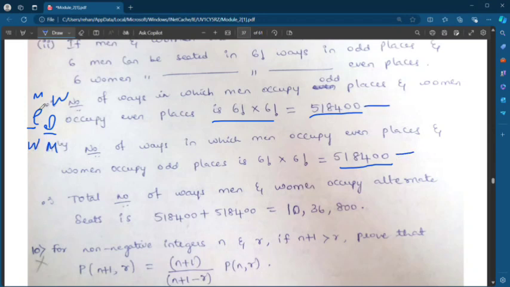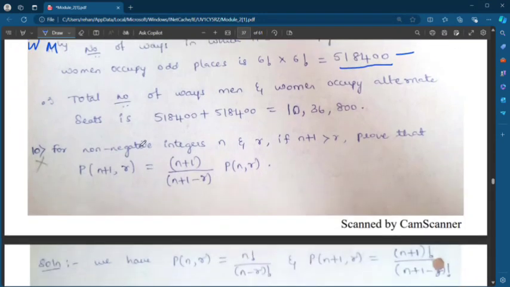Same, same. Then what I'll do, I'll add this and this. Okay, I'll add this and this. Okay, that is the total number of ways.